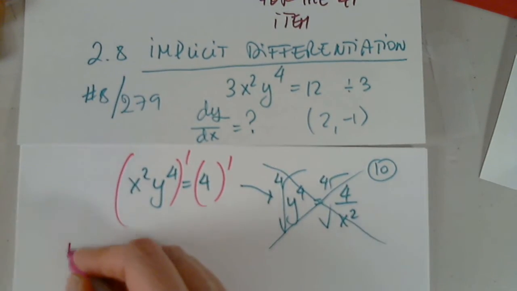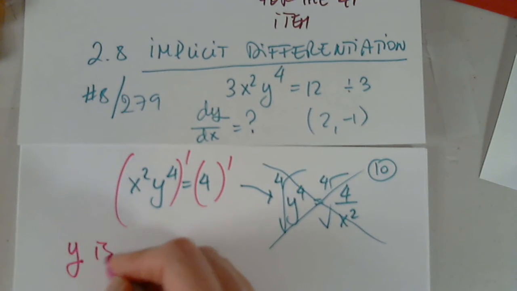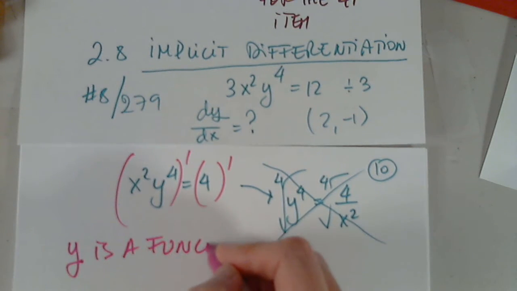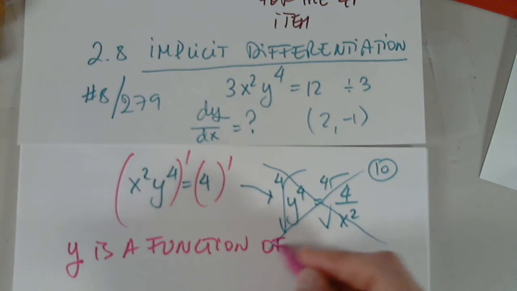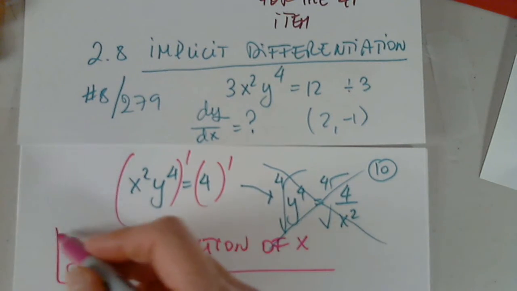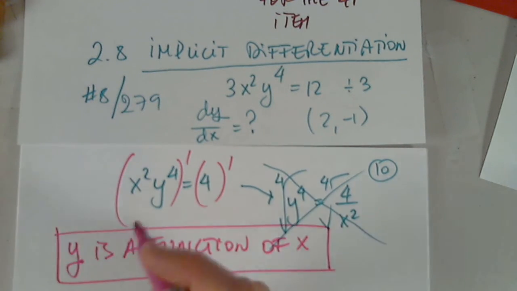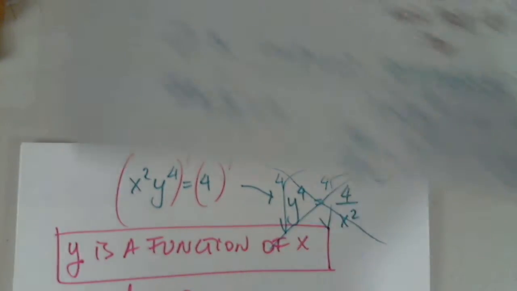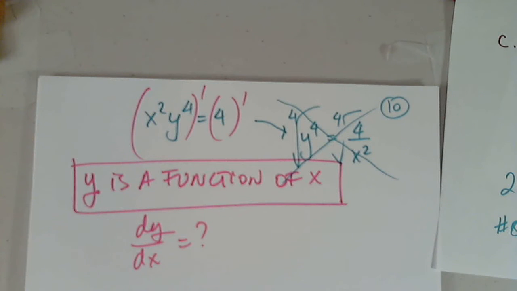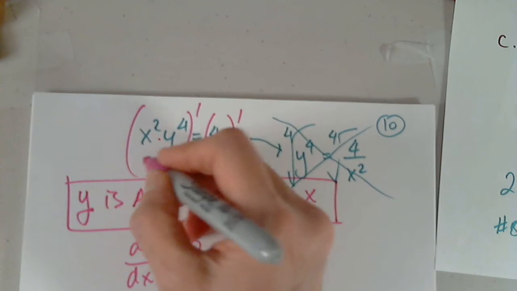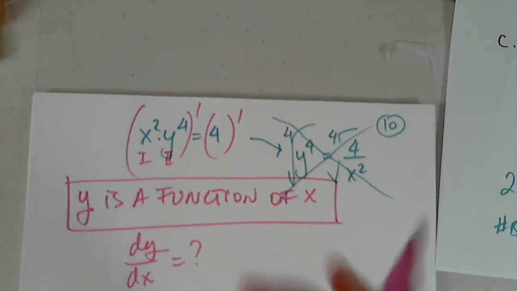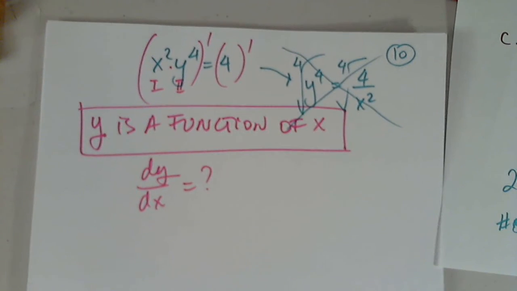keeping in mind that y is a function of x. How do I know? Because I'm asked to find dy over dx, in the question, it's very clear that y is a function of x. So this is a product of two functions, function 1 and function 2. I have to use the product rule.